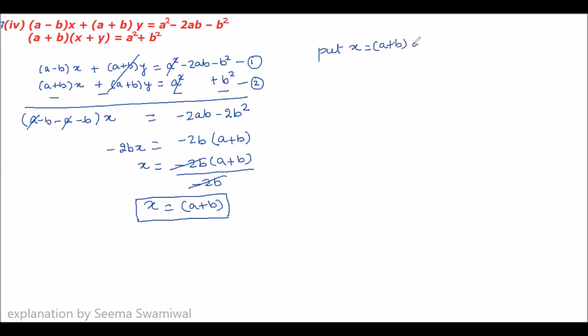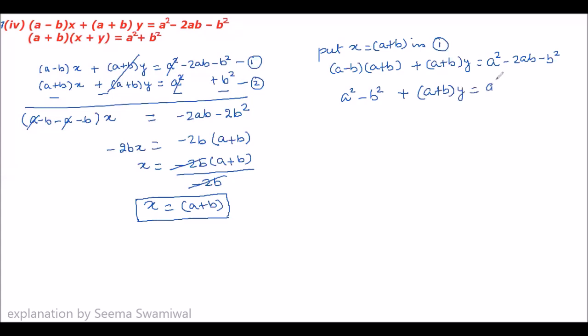in the first equation, and we will get a minus b and a plus b, and then a plus b y is equal to a square minus 2ab minus b square. This will become a square minus b square plus a plus b y. Don't be hasty in opening this bracket.